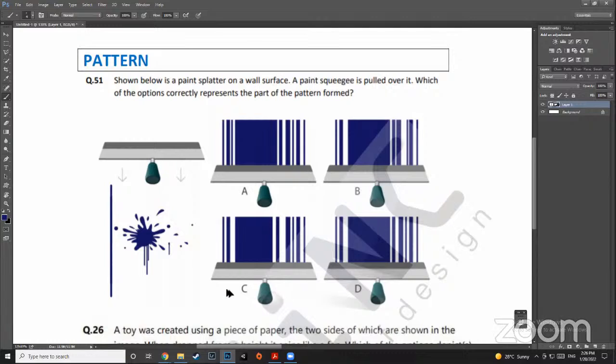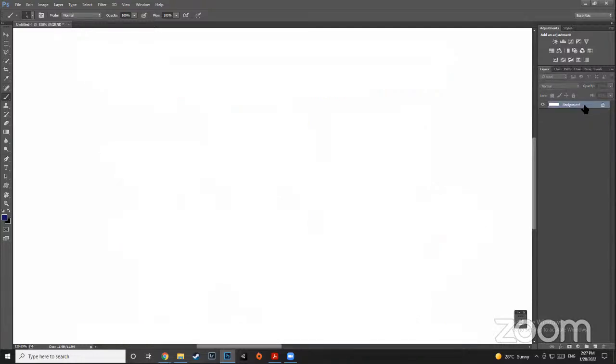So in this case, because you won't have Photoshop with you, you can just try looking at the gaps between the splashes, right? The splashes, what are the gaps? Okay, so this is pattern making.